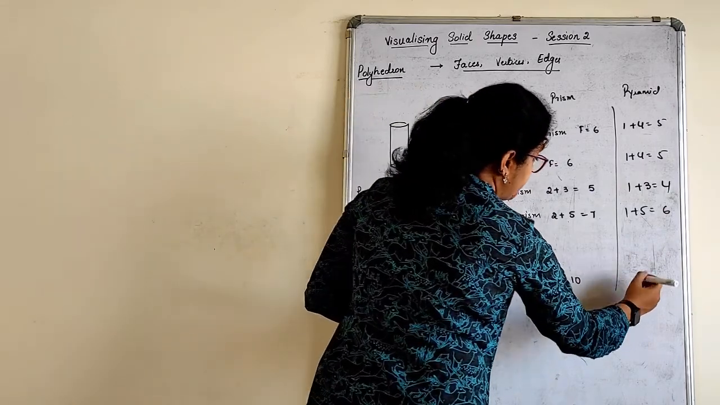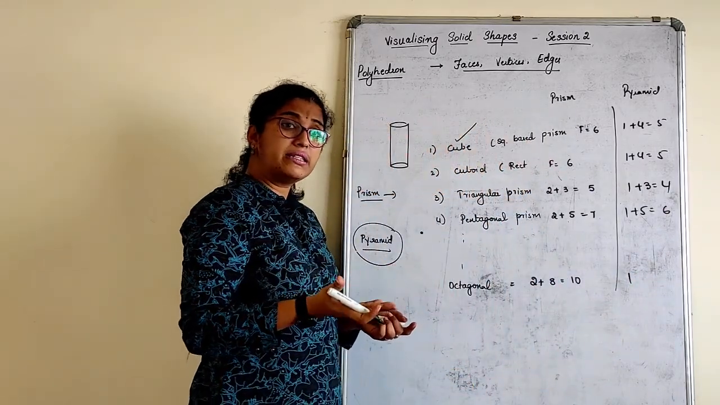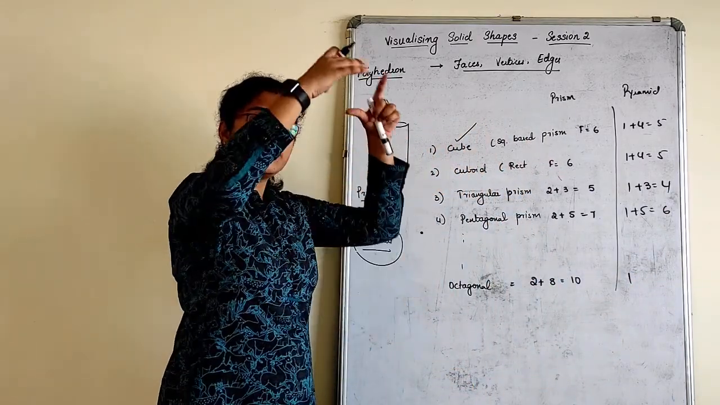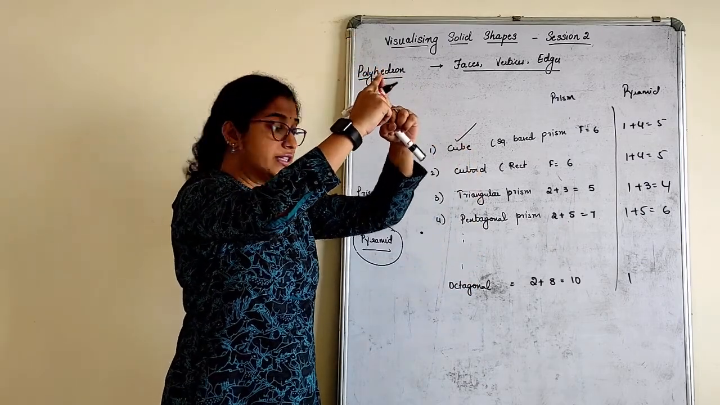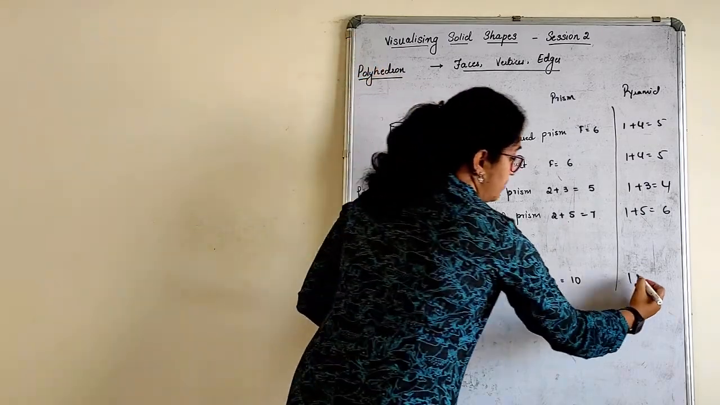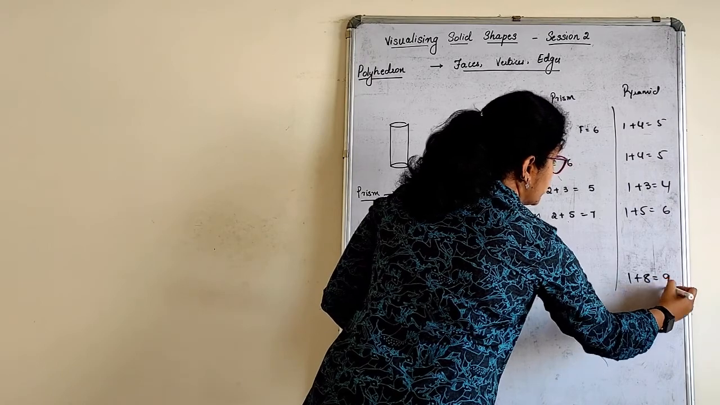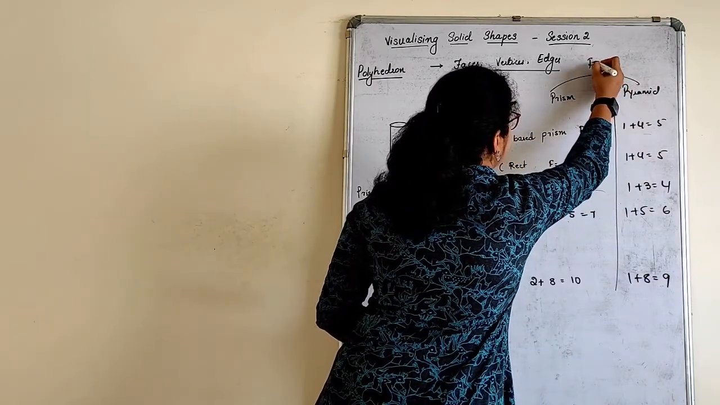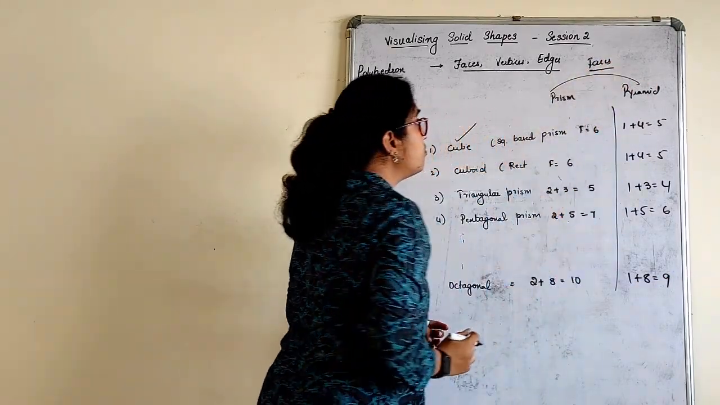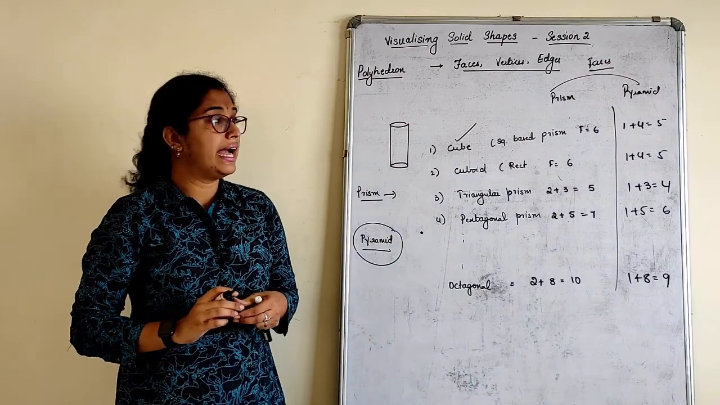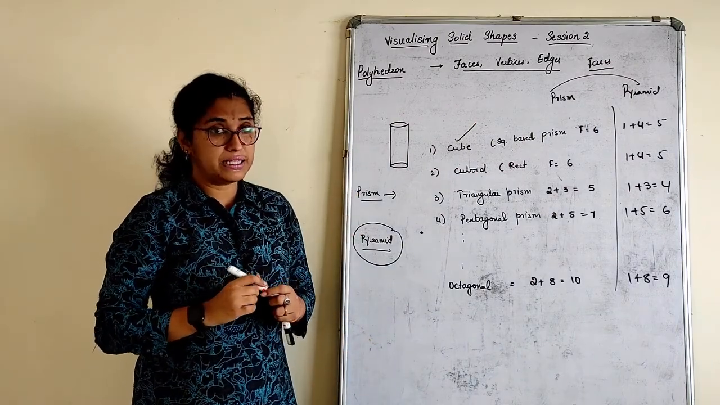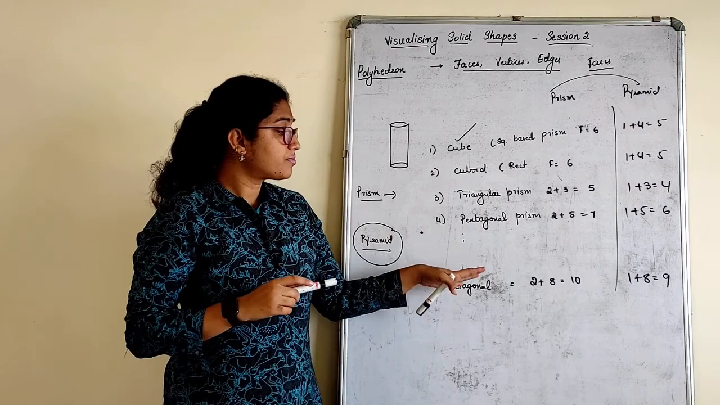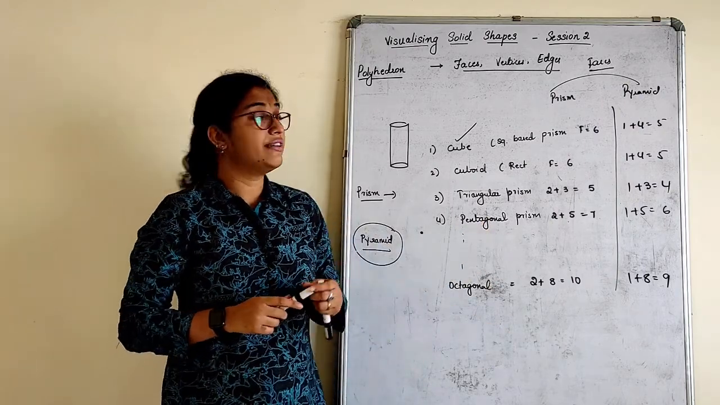Octagonal based pyramid. It will have 1 octagonal base, right? And how many faces will join and make a vertex there? 8. So these are all about faces, what we are talking about, and how to identify a pyramid and how to identify a prism. Okay. So based on this, we have a polyhedron.